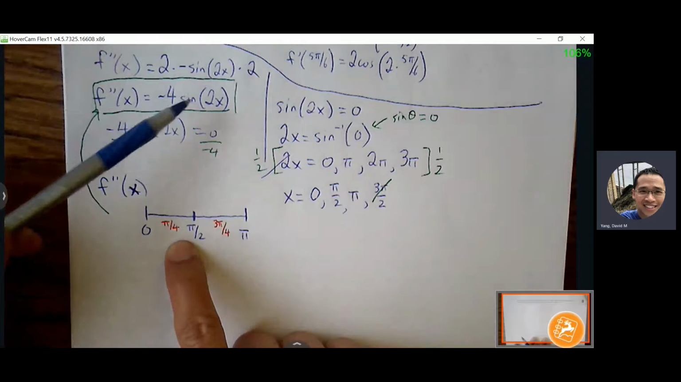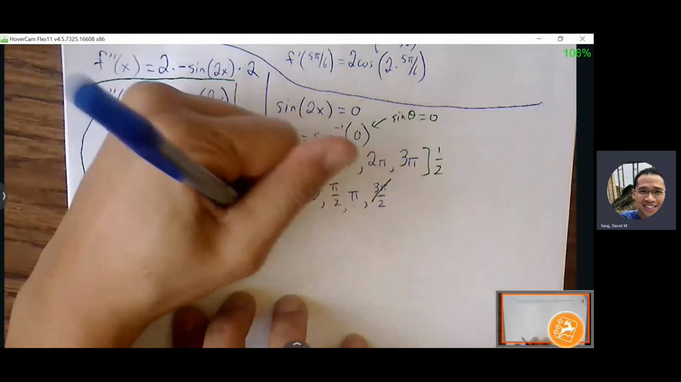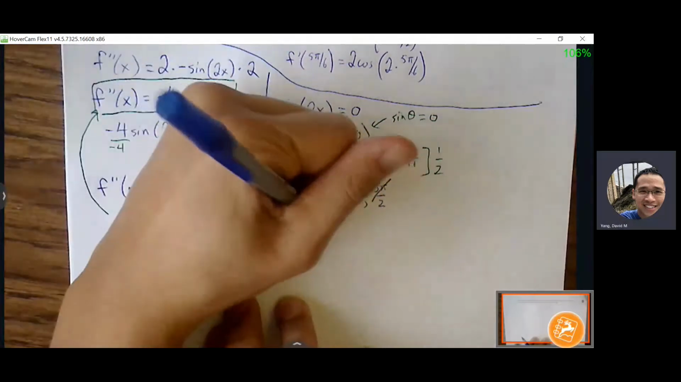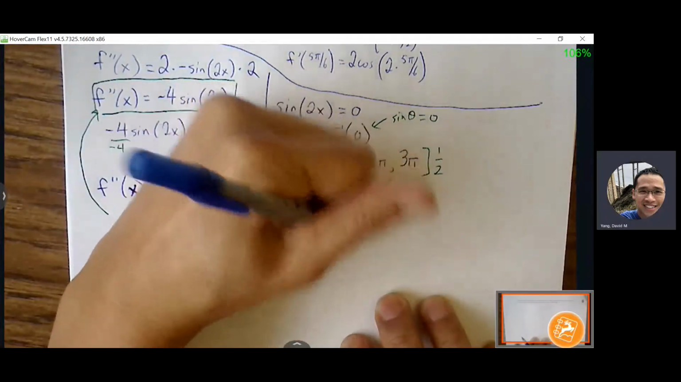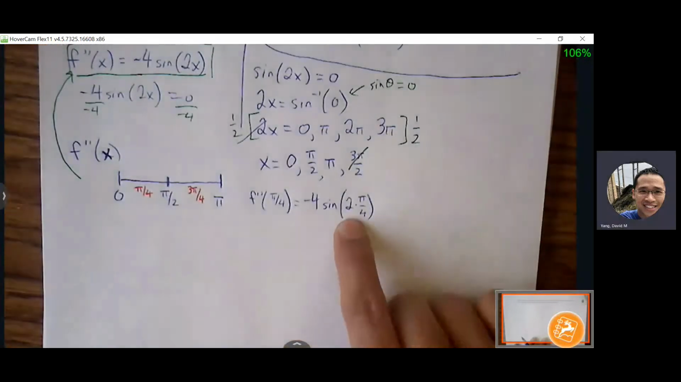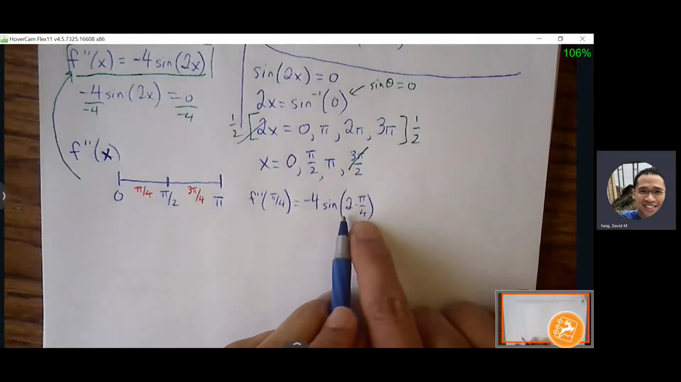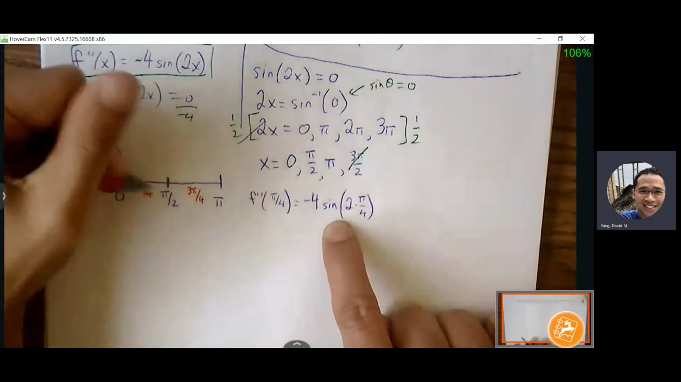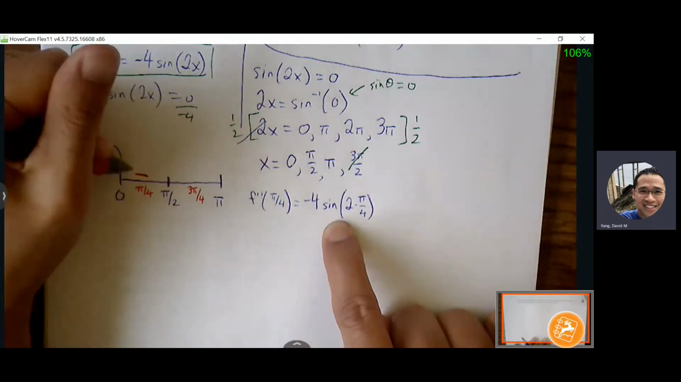Okay, so pi over 4 in for x. So this just becomes sine of pi over 2. Sine of pi over 2 is just equal to 1, right? 1 times -4, that's negative. So I know that my first subinterval is going to be negative. Second derivative, that's going to be concave down.